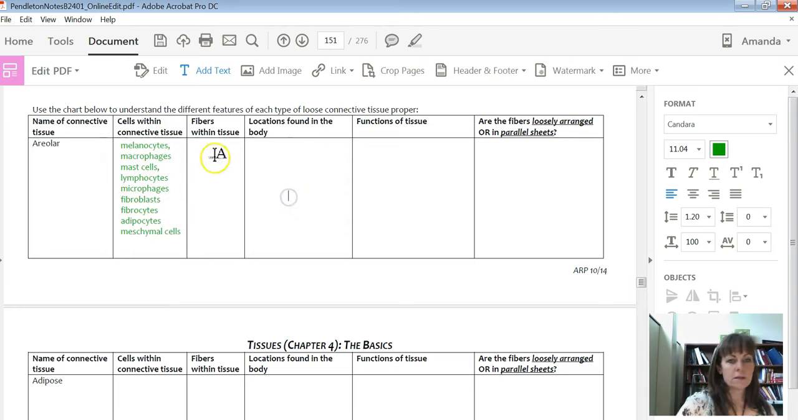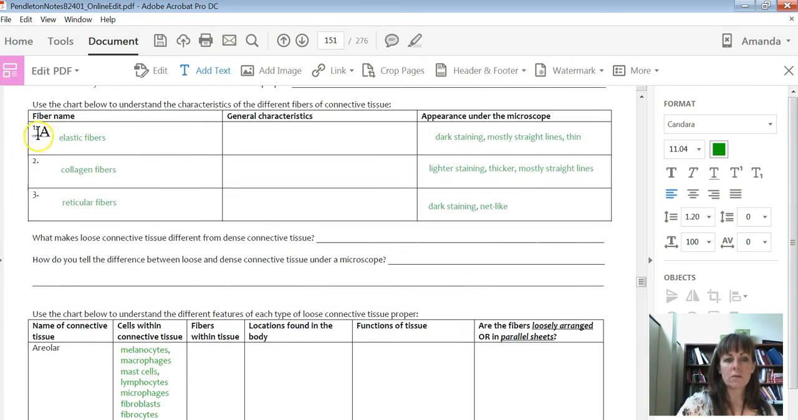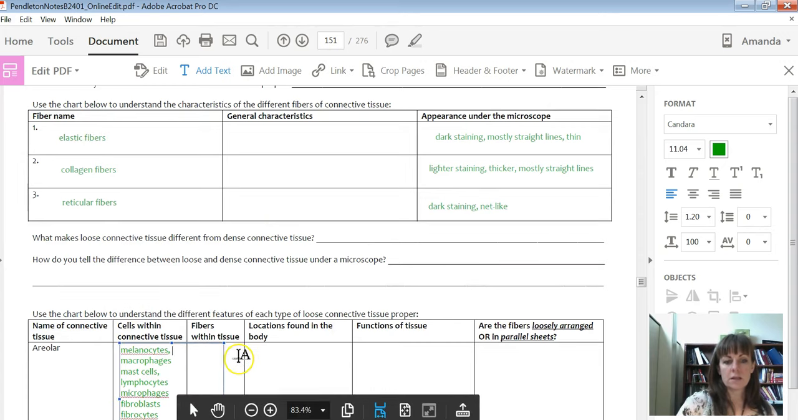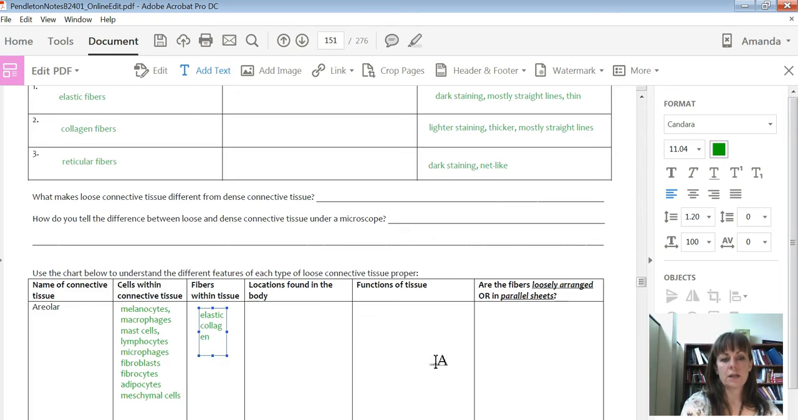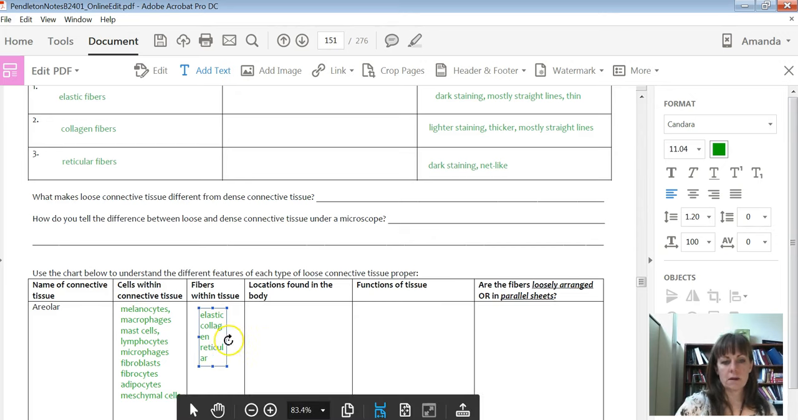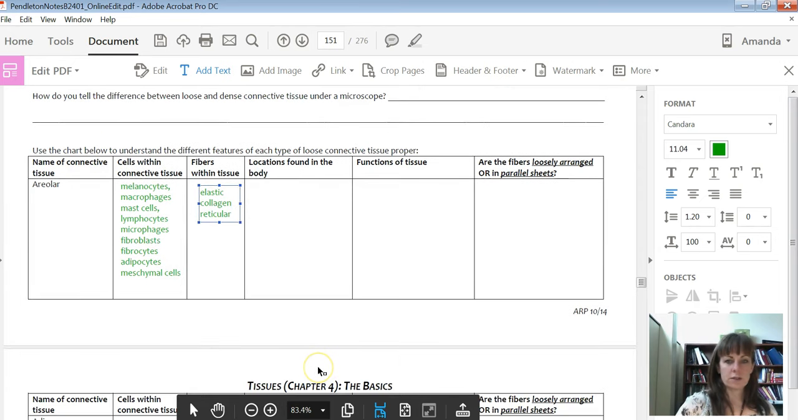Now the fibers, they're going to have all. Hopefully you remember from lab that we had three types of fibers: elastic, collagen, and reticular. And so here again, it says it has all of them, so elastic, collagen, and reticular. And so we end up having all of those fibers in the tissue for areolar tissue.